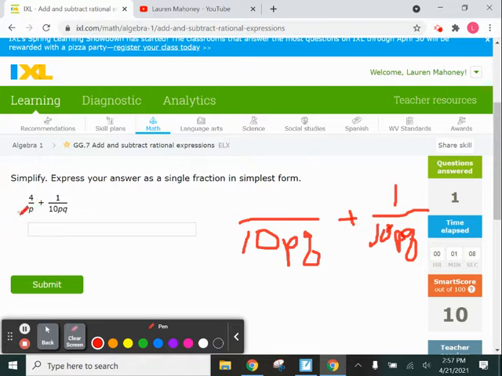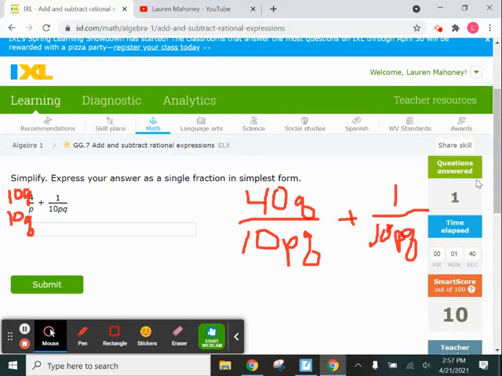So you have to look and see what the first fraction is missing. Well, I have a P, but I'm missing a 10. So I have to multiply by 10 on the bottom and on the top. And that 10 will be multiplied by the 4. I have the P, but I'm missing the Q. So I also have to multiply by the Q on the bottom and on the top. So my new top is going to be the 10 times 4, which is 40, and then my Q.